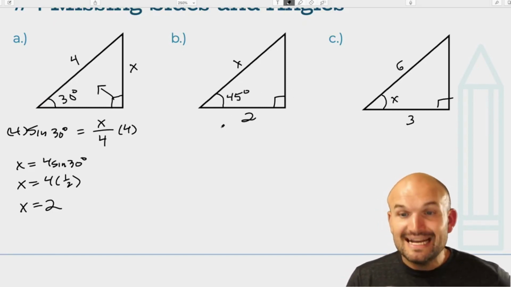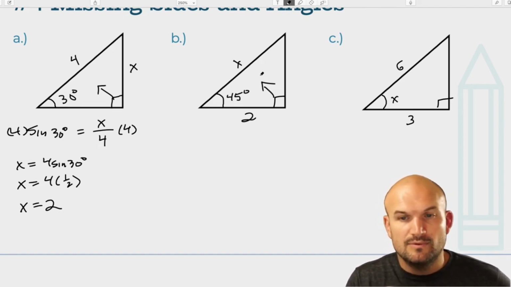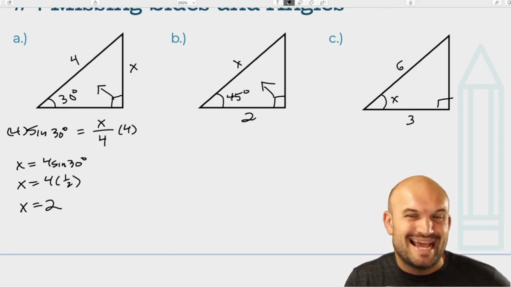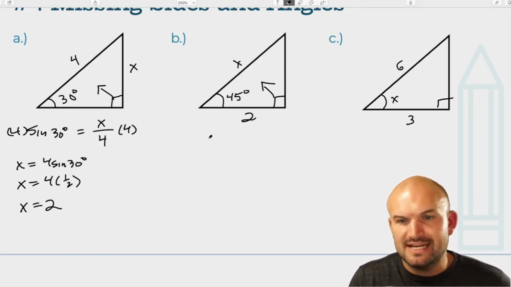For the next example, now we don't have the opposite side anymore. We still have the hypotenuse, but we have the side that's between the angle and the 90 degree angle. That is what we call our adjacent side. So in this case, I'm going to need to use cosine. So I say cosine of 45 degrees is equal to my adjacent over my hypotenuse.